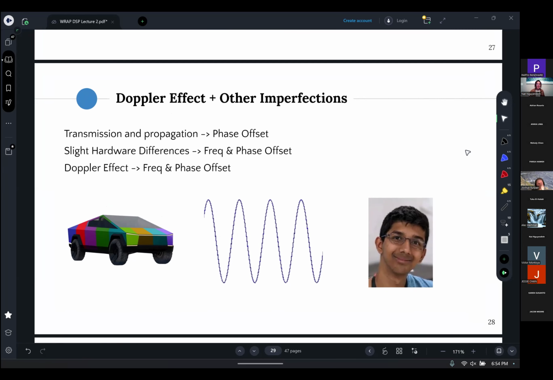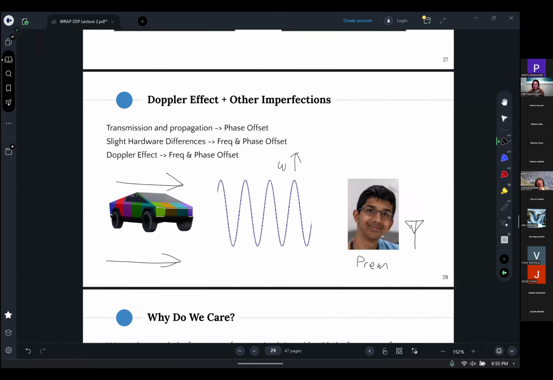And then we also have stuff like the Doppler effect. So say I'm walking around with my rap transmitter, typing in messages. I'm in my fancy Cybertruck while I'm doing this. And then the Cybertruck is barreling towards an unsuspecting holder of the rap receiver, Prame here. So then the Doppler effect that we learned in our physics classes means the frequency of this transmission as observed by Prame is going to be a higher frequency. So that's just a little bit about where phase and frequency offsets can come from.